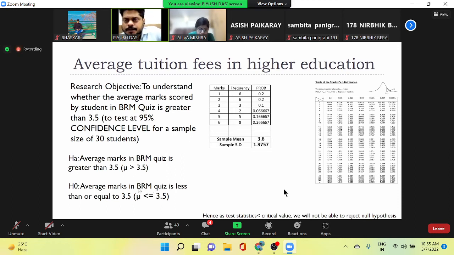So what I said, we start with believing that the null hypothesis is true. So we say, okay, imagine that the null hypothesis is true. Now we calculate something called the test statistic.